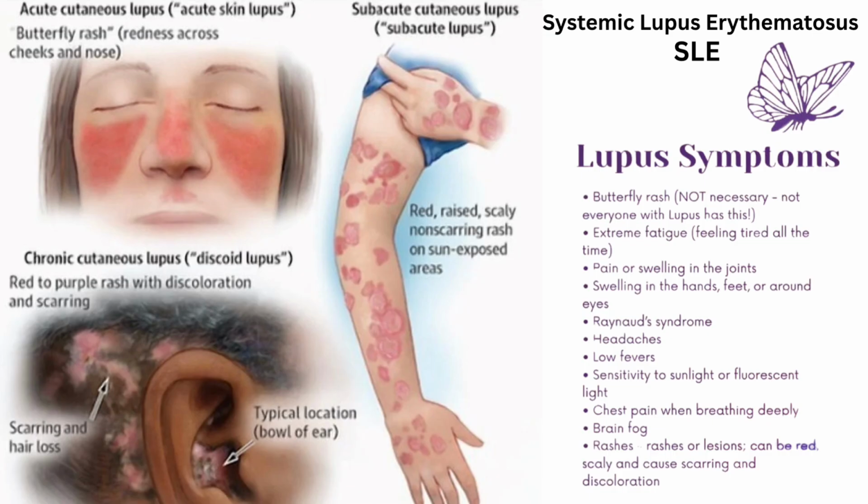SLE is a systemic autoimmune disease driven by loss of immune tolerance, production of pathogenic autoantibodies, and immune complex deposition that causes inflammation in multiple organs.